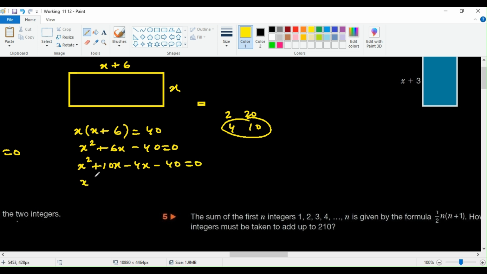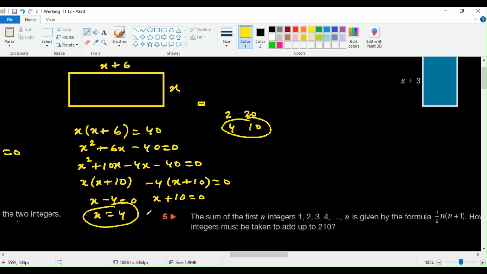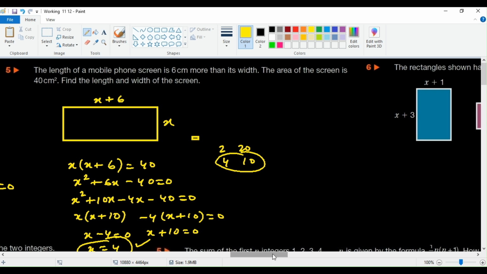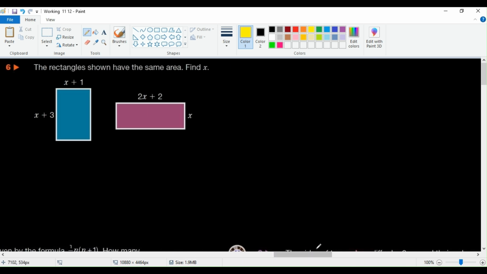That means x is common in between them. So x plus 10 we write like this. And then look at the middle one. It is minus 4x. x we already have, so I will write x minus 4. So x minus 4 equals 0, and x plus 10 also equals 0. That means x is equal to 4, which is the positive value. We take 4 as the answer for this question because minus 10 will not work for the dimensions or the sizes. Next, it's saying that the rectangle shapes have the same area.